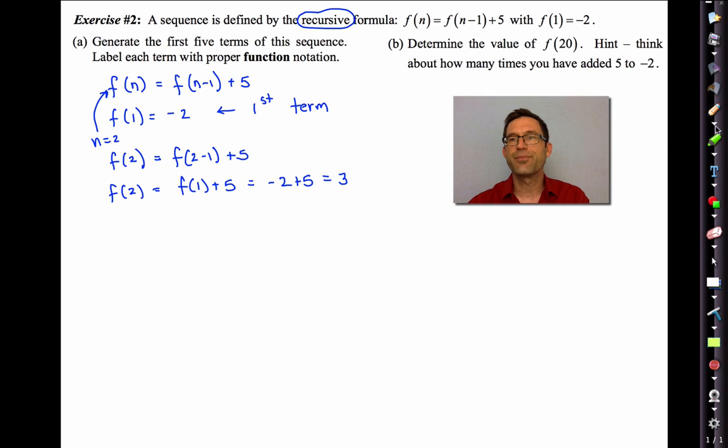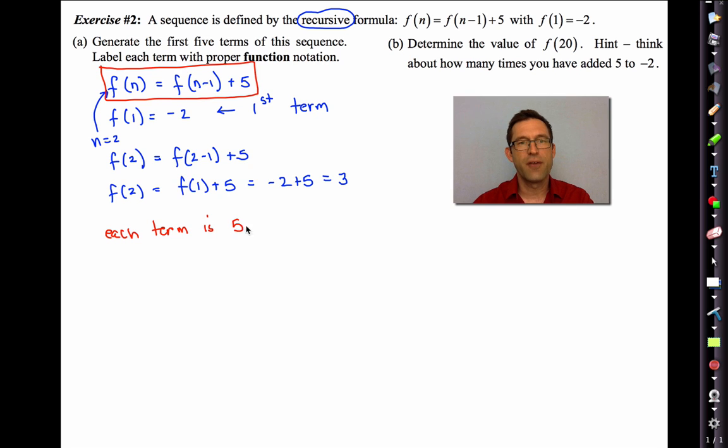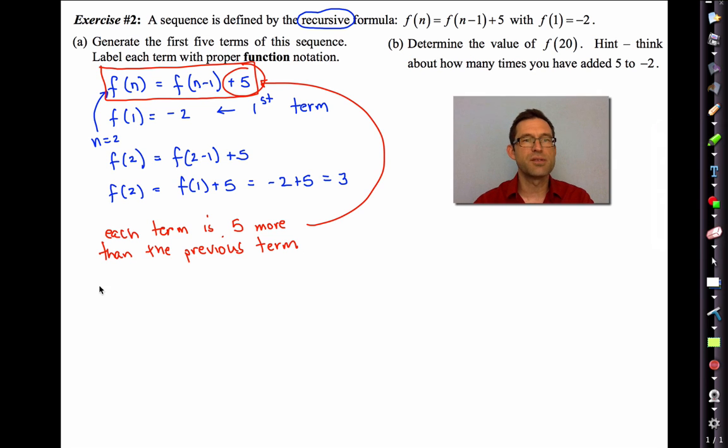In fact, the way that we should interpret this formula is we should just say each term is 5 more than the previous term. That's how we interpret that. But that makes the rest of these things quite easy.